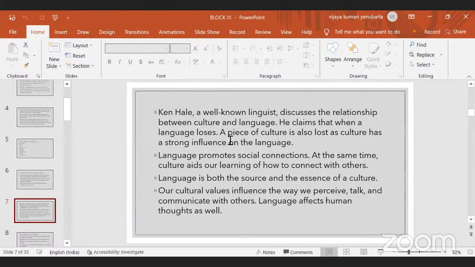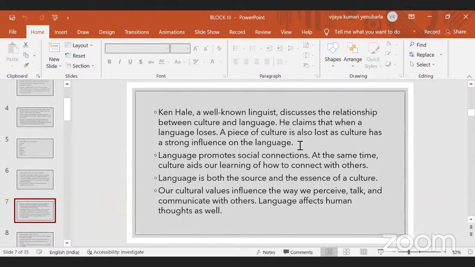So that is how every language has developed gradually, day by day. So a piece of culture is also lost. Ken Hale says that a piece of culture is also lost, as culture has a strong influence on the language. So if a culture is extinct, that means if there is no existence of culture, a language which belongs to that particular culture is also lost.